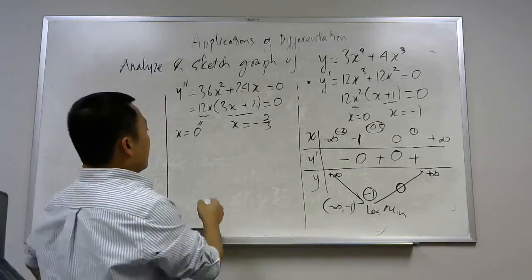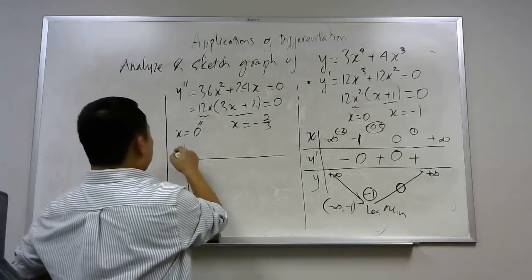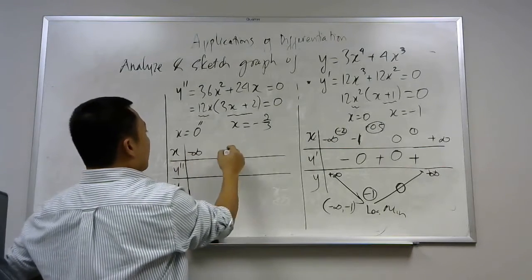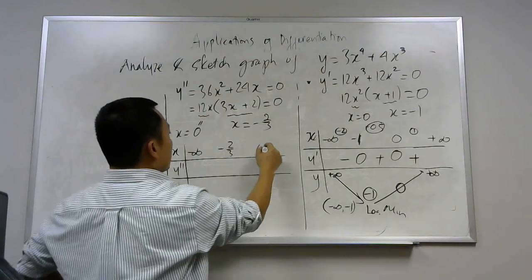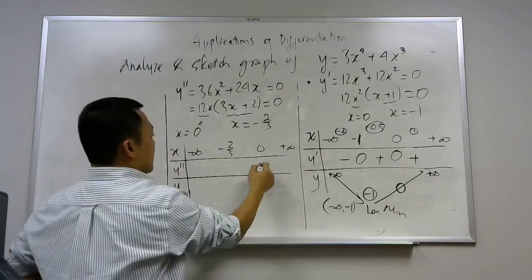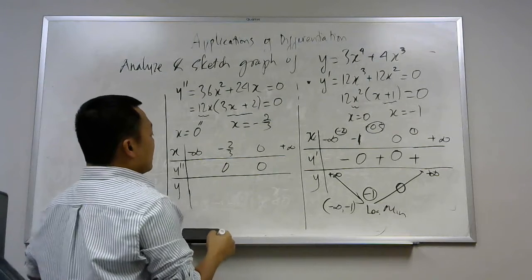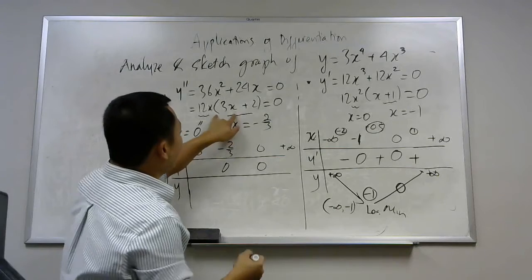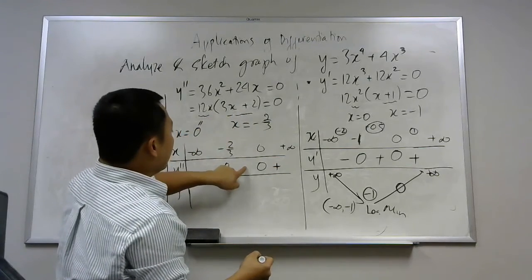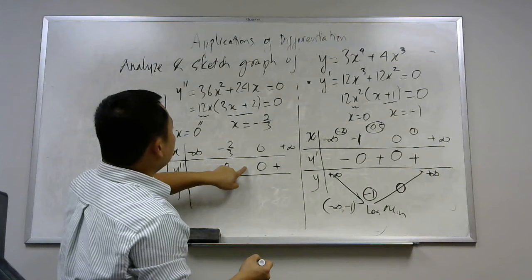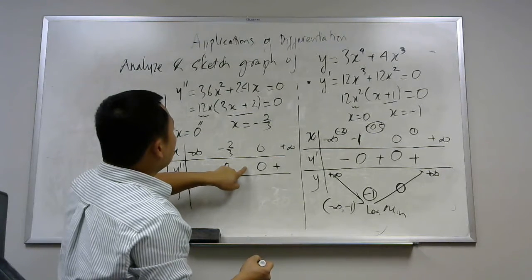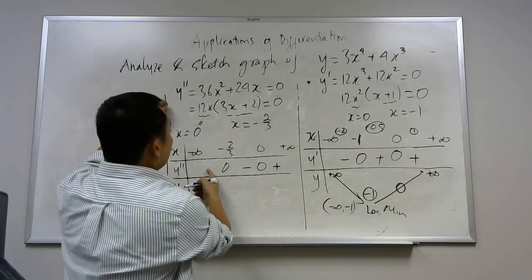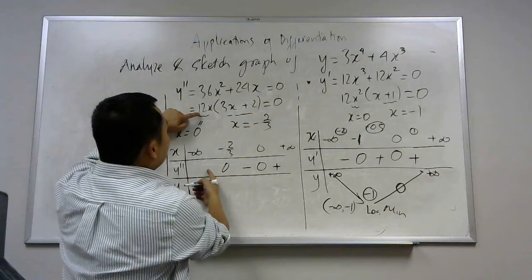It's very interesting. Now let's make a chart for the second derivative: x, y double prime, y. Negative infinity, negative 2 thirds, 0, infinity. We have 0 here and 0 here. In between them I can pick 1. Plugging 1 into this, I get positive in one region and negative in the next. For the left region I pick negative 1, plug it in, and get positive.